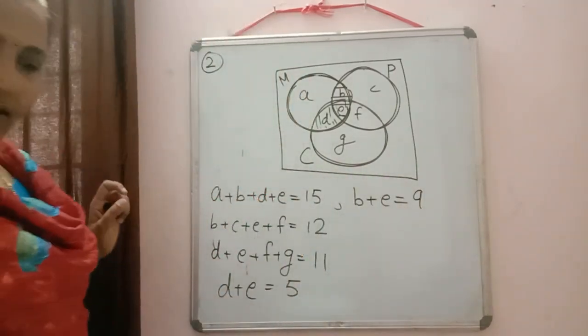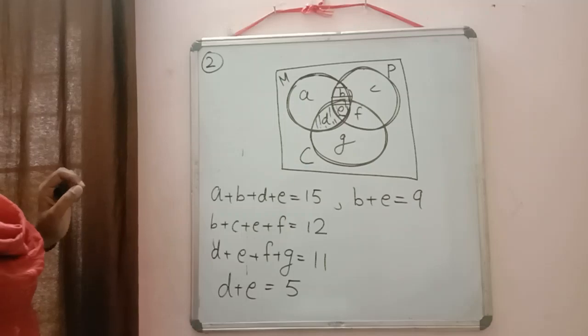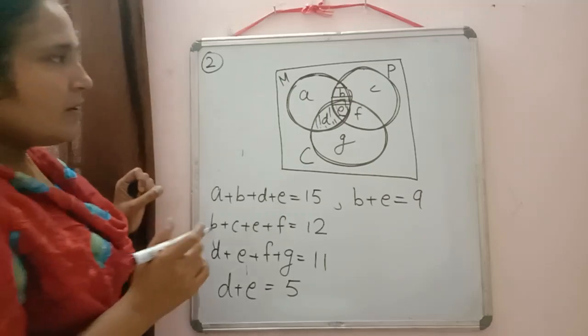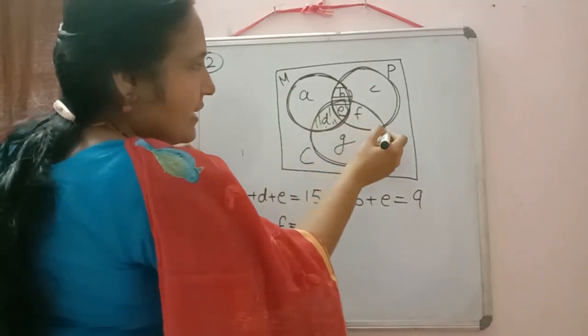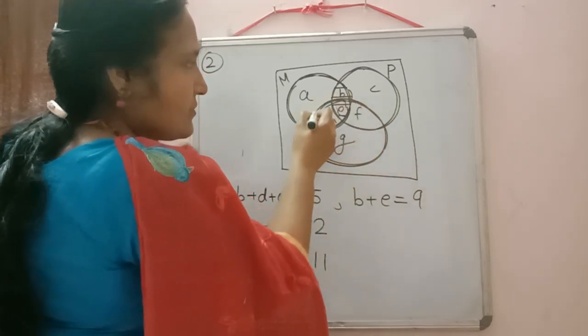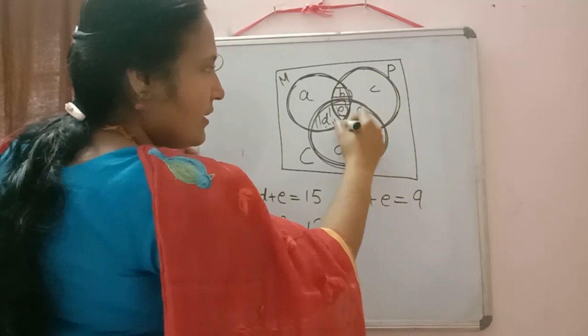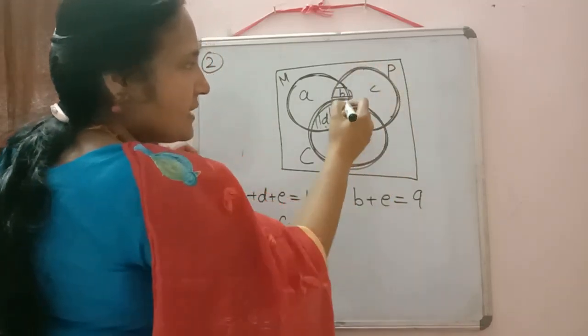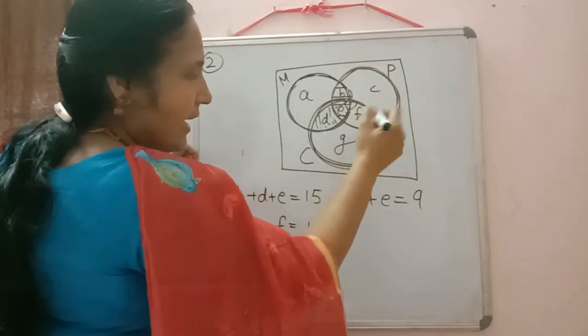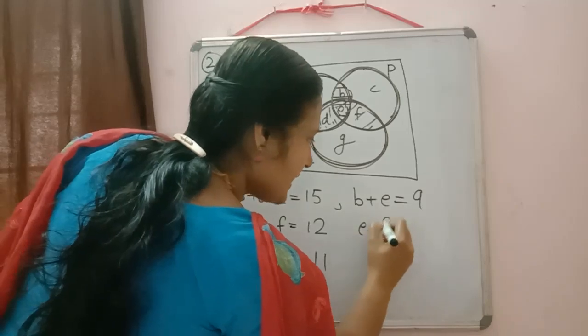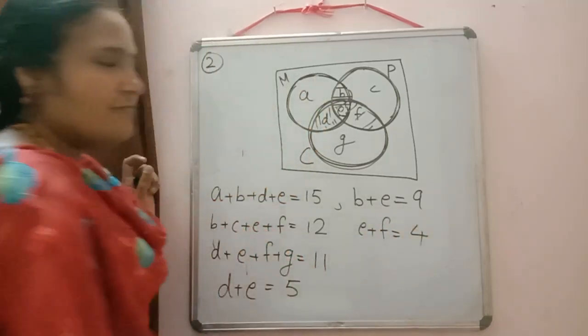Then next, 4 had taken physics and chemistry. 4 students have taken physics and chemistry. So this is the circle for chemistry and this is for physics. So the common region is E plus F. So we have E plus F is equal to 4.